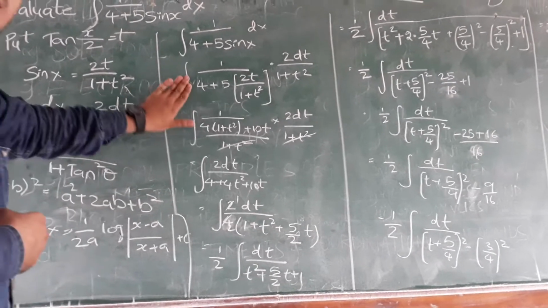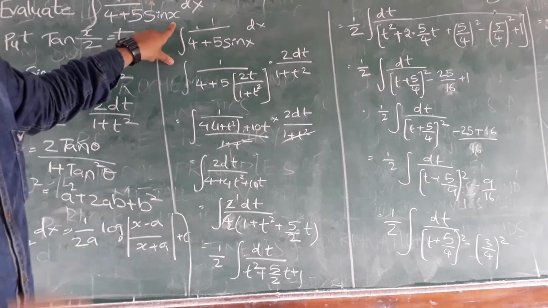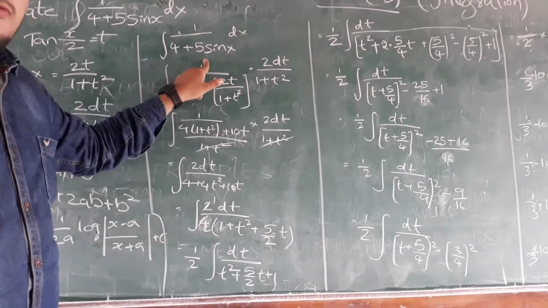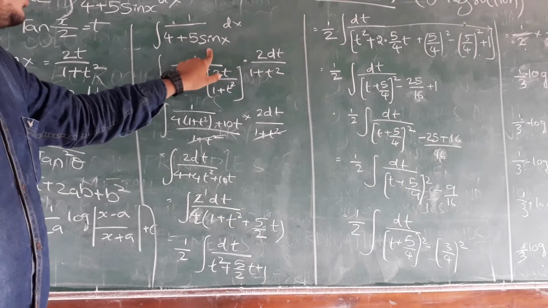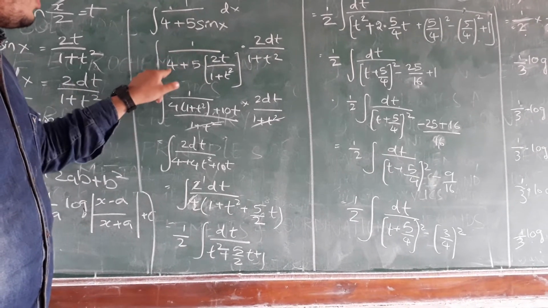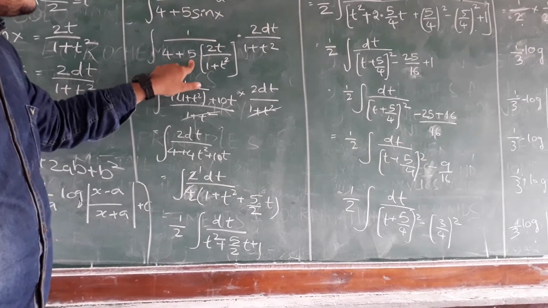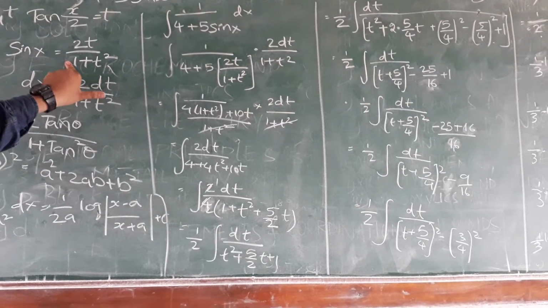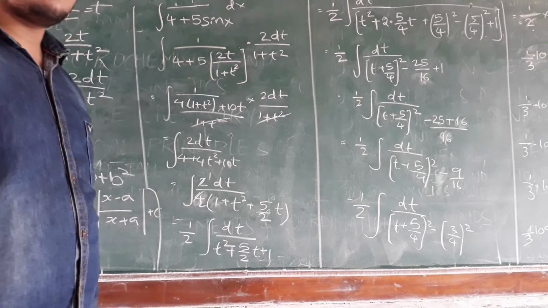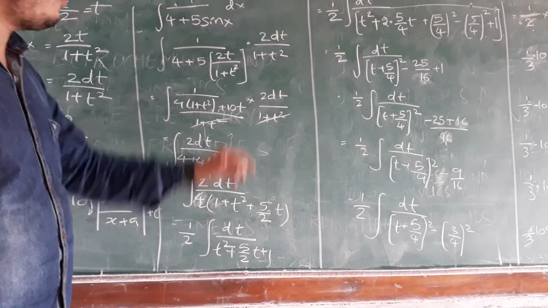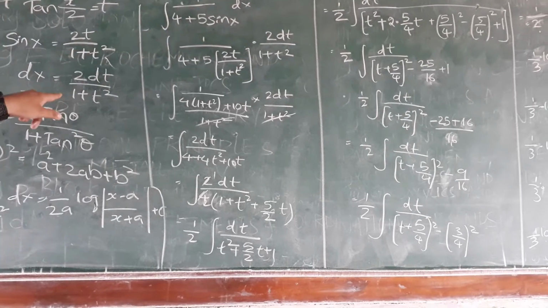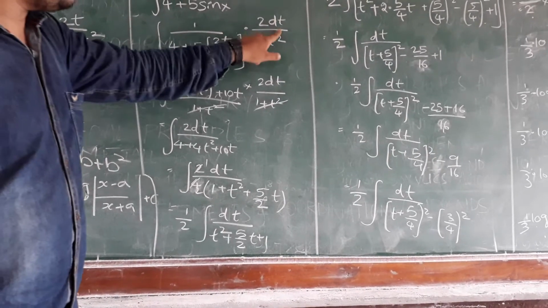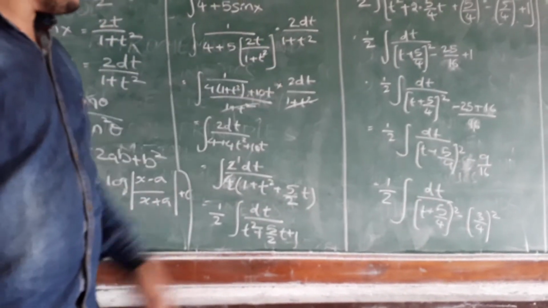Okay, shall we start the essay? So this is the essay. Integration of 1 by 4 plus 5 sin x dx. Sin x value is 2t by 1 plus t square. And dx value, as I said, to remember, is 2 dt by 1 plus t square.